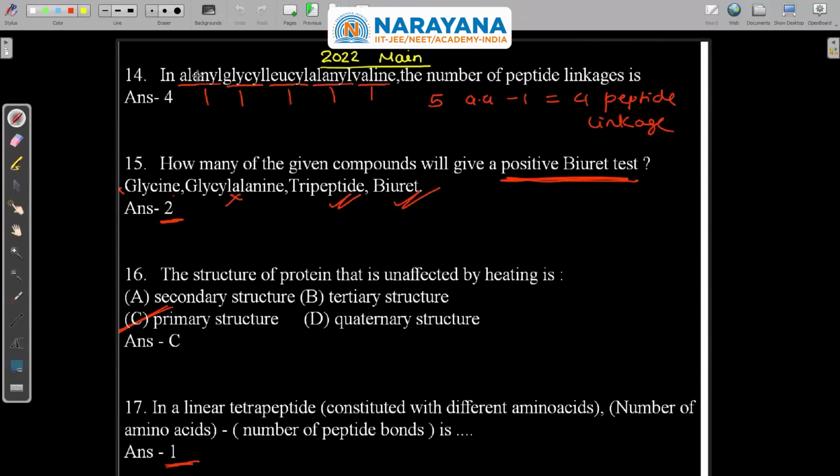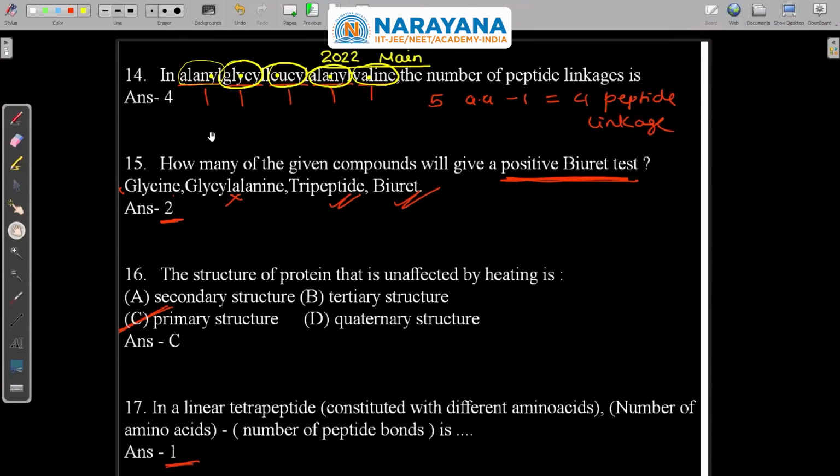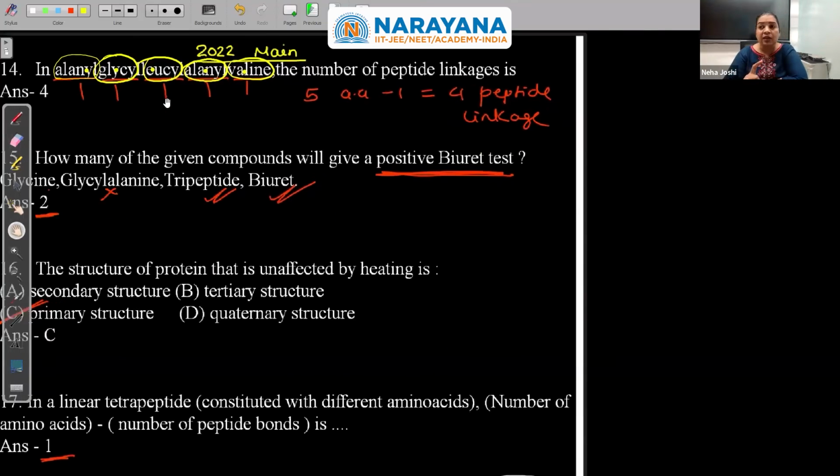Whatever they are giving, I'm marking alanine, glycine, leucine, alanine again, valine. So how many amino acids? 1, 2, 3, 4, 5. Ma'am, but isn't alanine repeated? Still, it does not matter that those amino acids have to be different to name it a pentapeptide or whatever the structure is. 5 amino acids, so pentapeptide. So it doesn't have any impact.